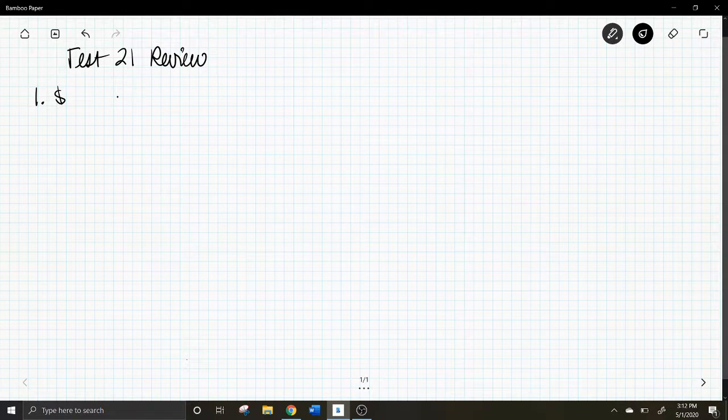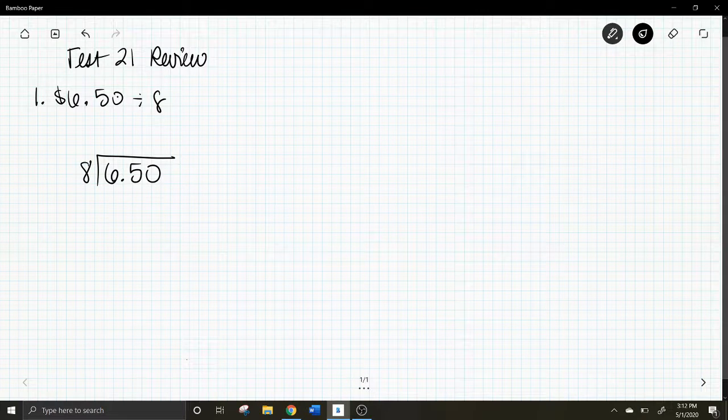Divide $6.50 by 8 and round the quotient to the nearest cent. So let's make that into a long division. I'm just going to drop the dollar sign for right now, but we can add it back into our quotient. So remember, whenever you have a decimal in your dividend, you can just move it right back up into the quotient as long as the divisor doesn't have a decimal as well. So we can just get started.